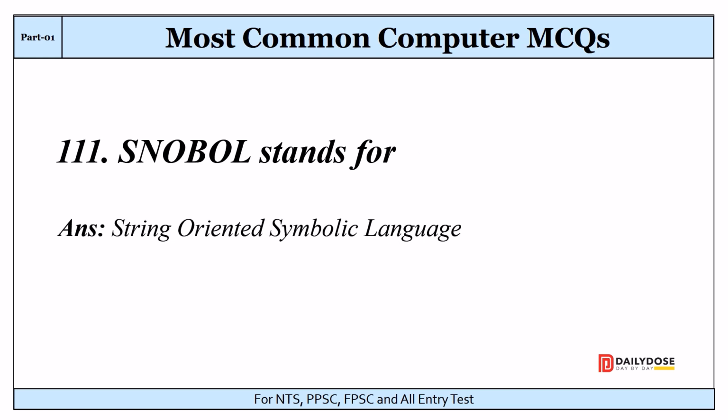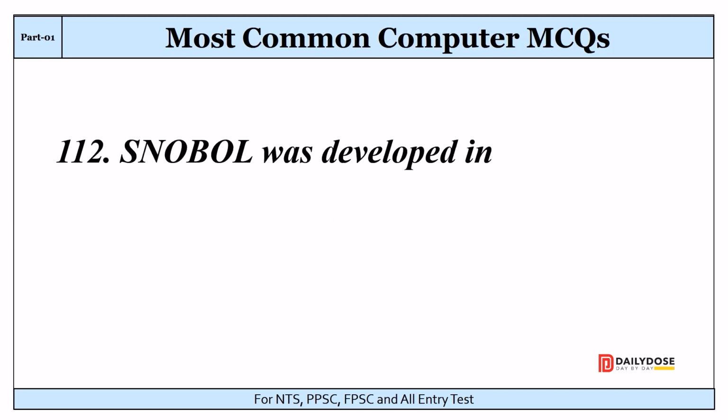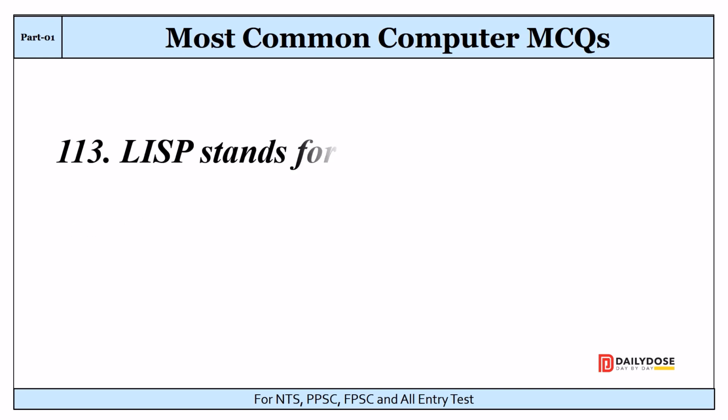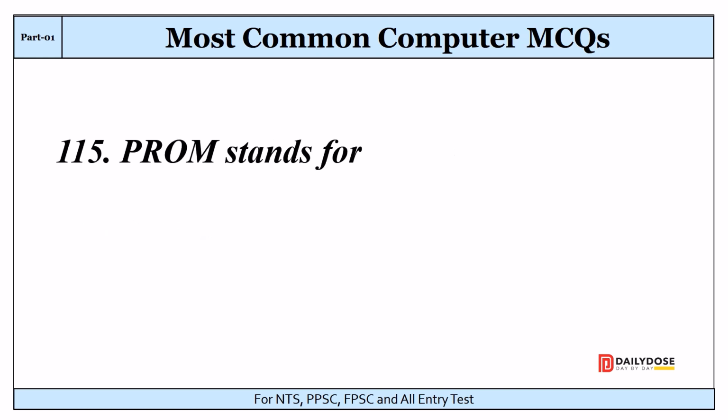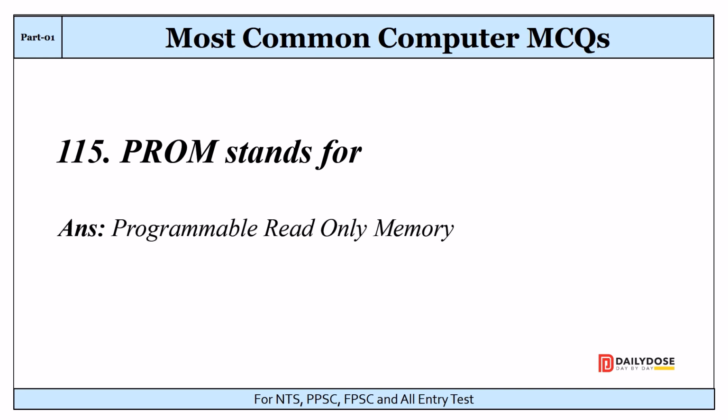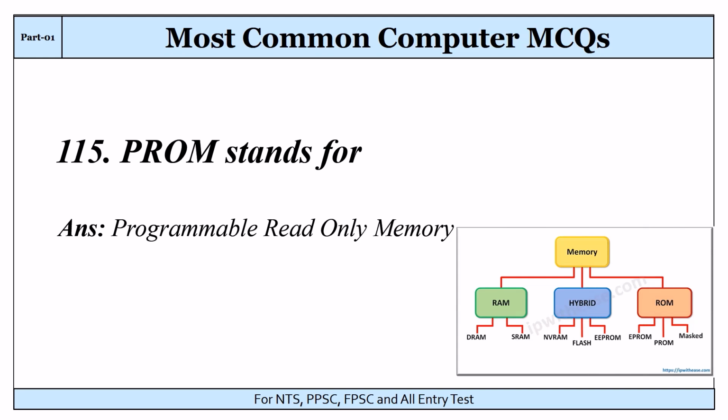SNOBOL stands for String Oriented Symbolic Language. SNOBOL was developed in 1962. LISP stands for List Processing Language. The loudspeaker was invented by Rice and Kellogg. PROM stands for Programmable Read-Only Memory.